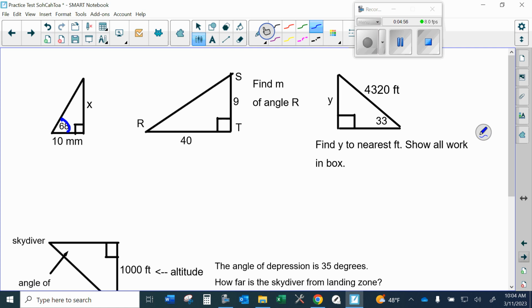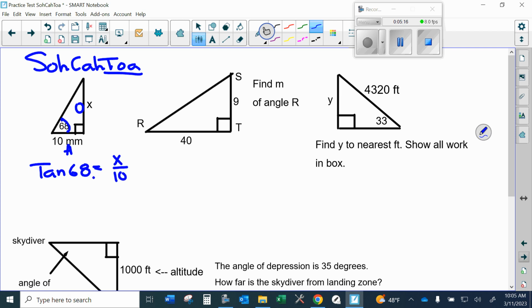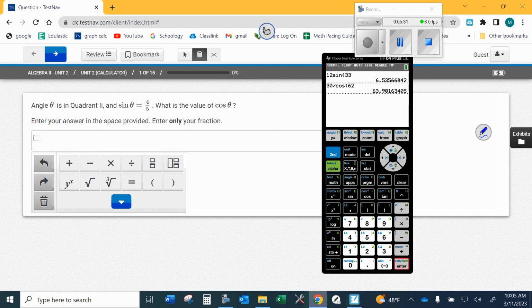Okay. There's my reference angle. There's the opposite, and there's the adjacent. So opposite over adjacent is tangent. I wrote SOHCAHTOA again here. So tangent 68 equals opposite over adjacent. Cross multiply. I get x equals 10 tangent 68. Notice I always put the trig function last. And then the approximate answer, nearest tenth, 10 tangent 68 is 24.8.